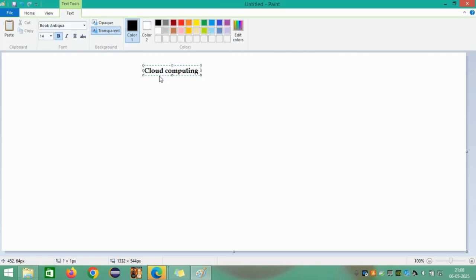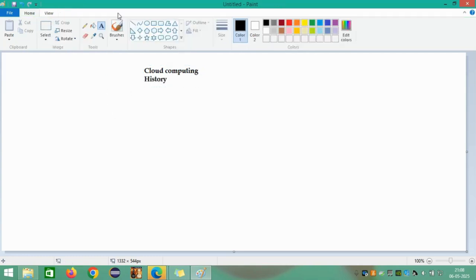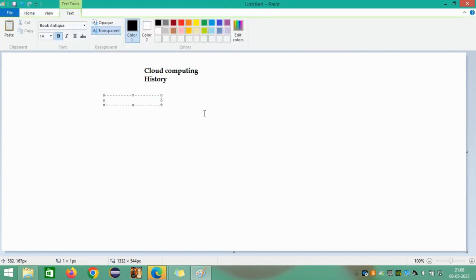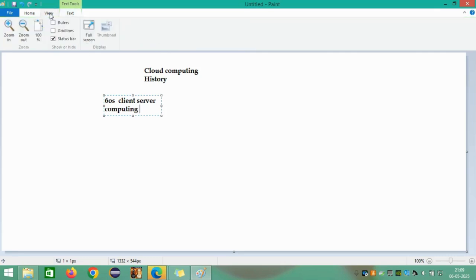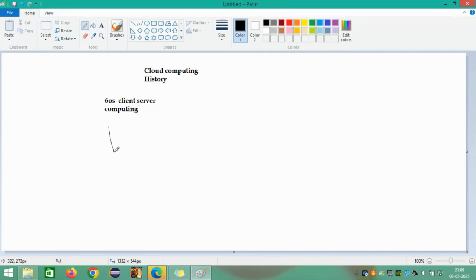Cloud computing history. So as I was telling, it dates back to the 60s, from your client server computing. What is client server computing? Back then we used to have a client machine, and there used to be a server located somewhere in a remote location around the globe.